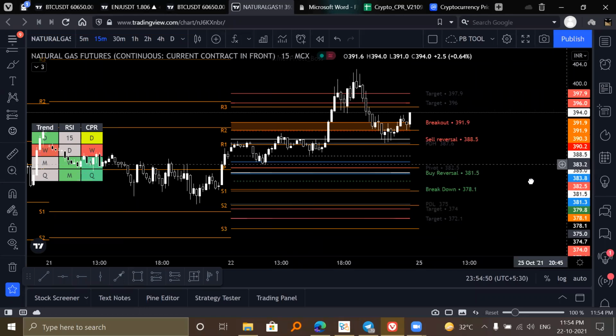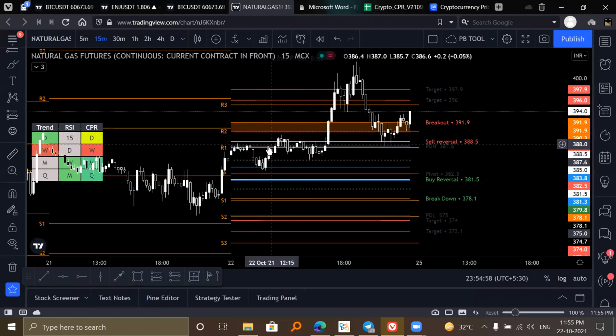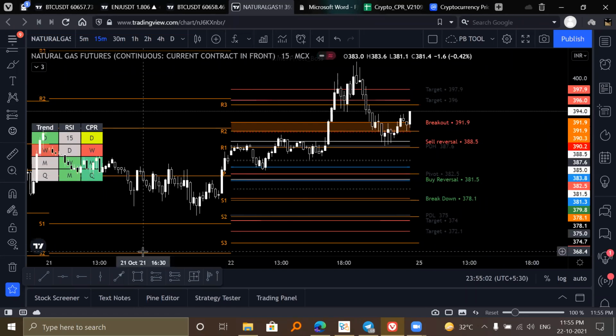You can see the golden zone. Switch on R4, R5 also.